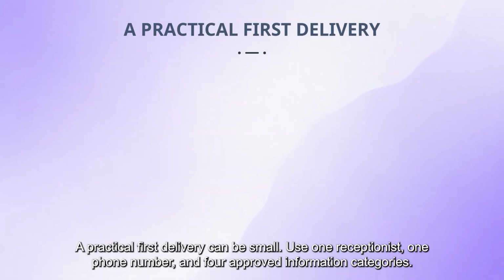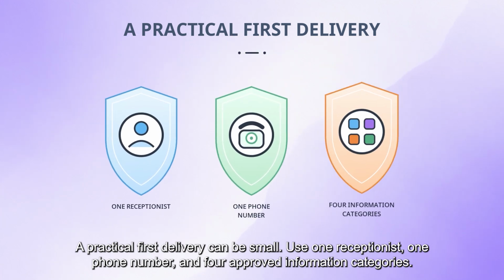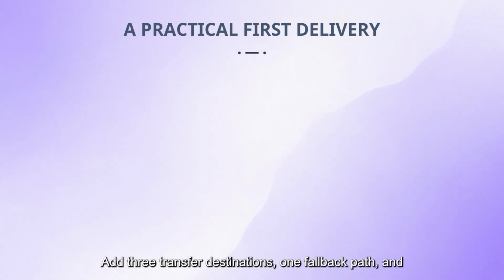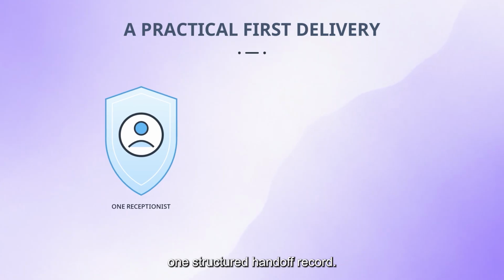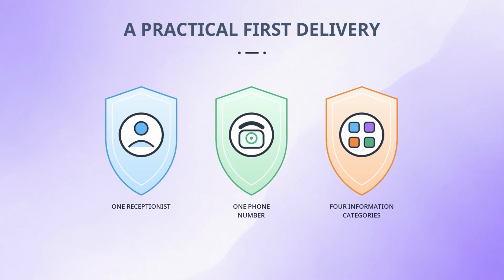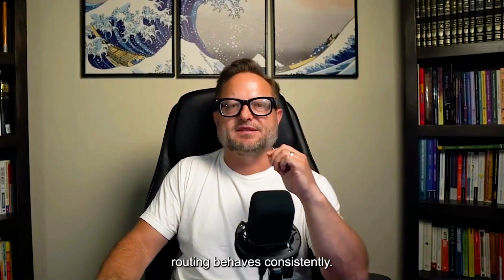A practical first delivery can be small. Use one receptionist, one phone number, and 4 approved information categories. Add 3 transfer destinations, 1 fallback path, and 1 structured handoff record. That is enough to demonstrate the operating system. Add scheduling or CRM actions later after the routing behaves consistently.